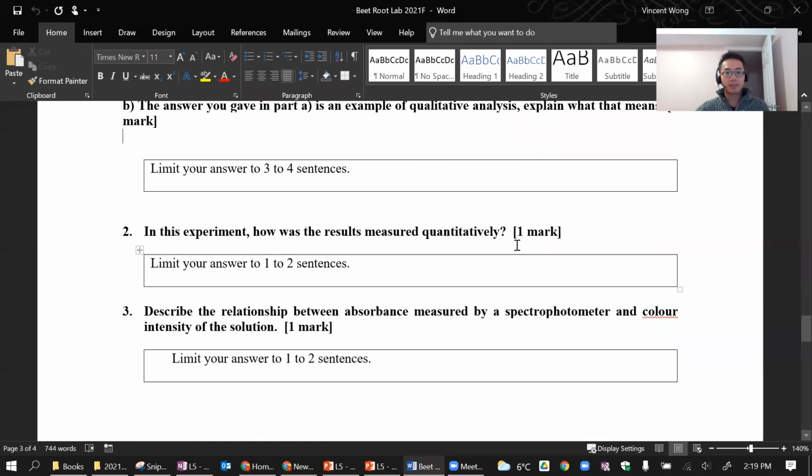So quantitatively, the person would use a colorimeter, a device to measure color intensity. I call it a spectrophotometer. You can say either, you will get the full mark.